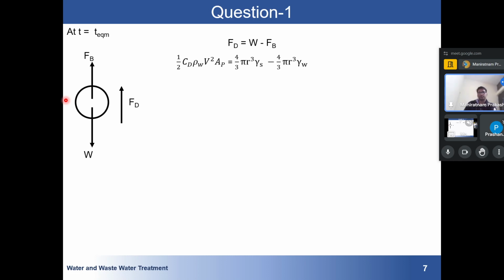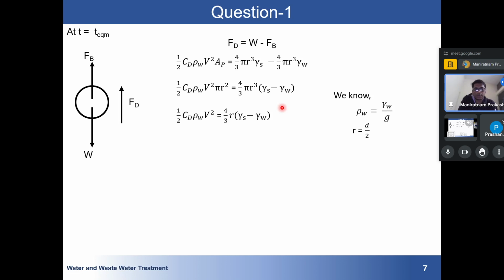I will be putting down all the values: 1 by 2 CD, this is the term for the drag force coefficient, this is the weight, and this is the buoyancy force. And I will be taking something common, this 4 by 3 pi r cube. This thing I have already discussed in the big one also. I'm just recapping it because the next question is related to this thing only.